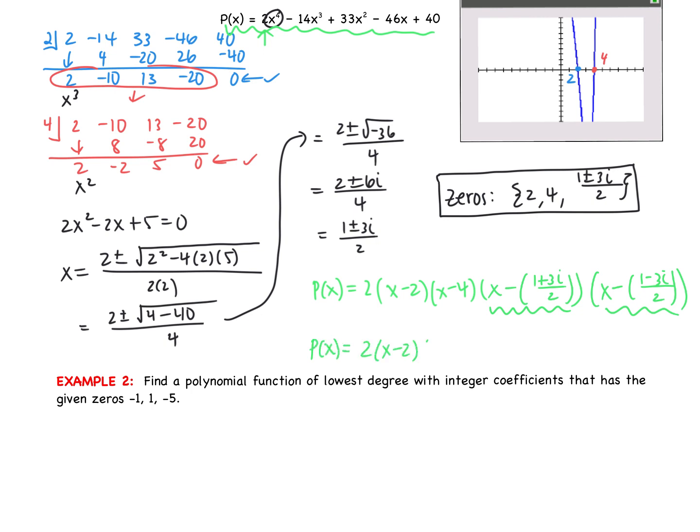x subtract 2, x subtract 4, and then this would be x subtract 1/2, subtract 3i over 2, and x subtract 1/2 plus 3i over 2. Those are equivalent. All I did was distribute the negative. So this makes the 1 negative, this makes the 3 negative, this makes the 1 negative, this makes the 3 positive. Do you always use negative for those?